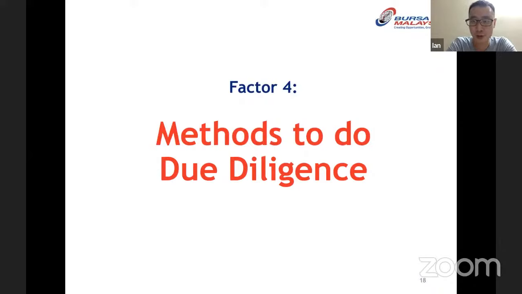Now, moving on to factor number 4, where we are going to talk about methods to do due diligence. How do we do homework on these two types of investments?